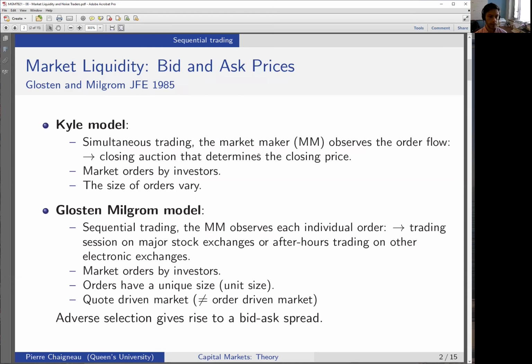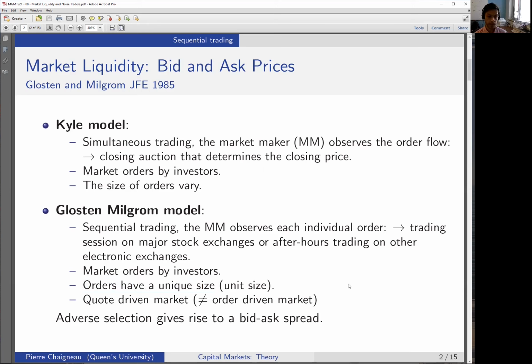In the Glosten and Milgrom model, by contrast, trading is going to be sequential. So the market maker is going to observe each individual order. However, orders have a unique size. So all orders have the same size. The only decision made by the investor is whether to buy or to sell.